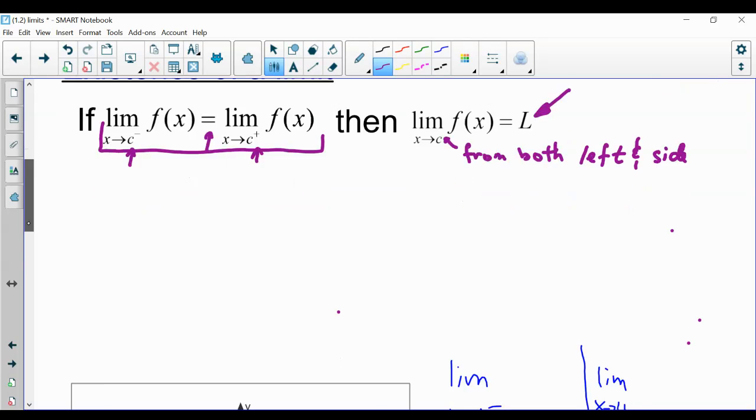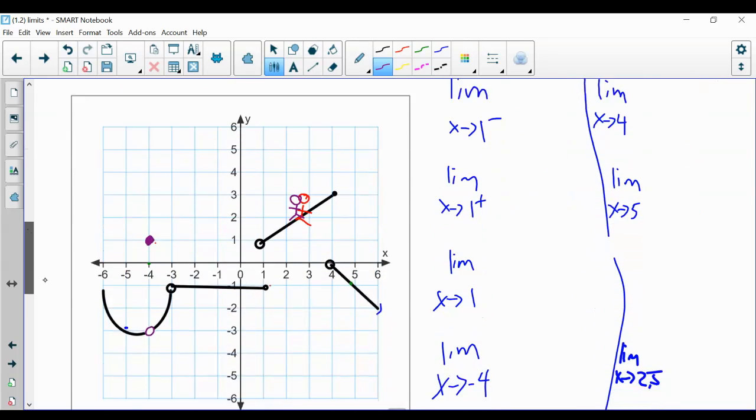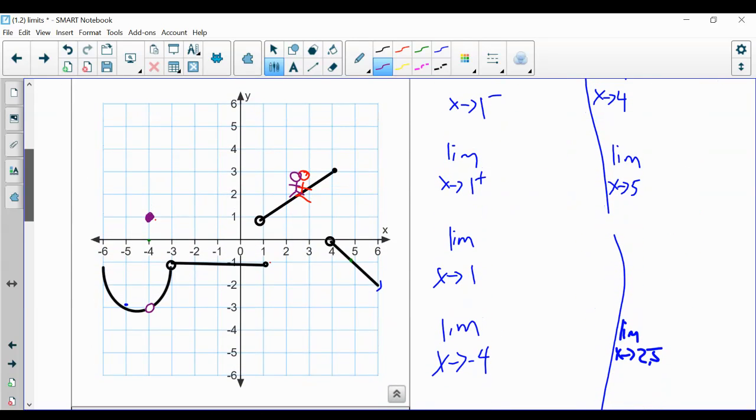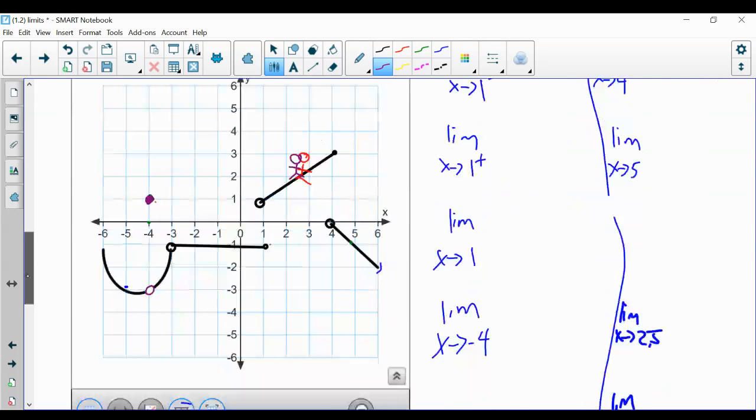Now, let's take a look at some examples. So in this problem right here, I've got a bunch of piecewise functions. Let me come back down here again, sorry.